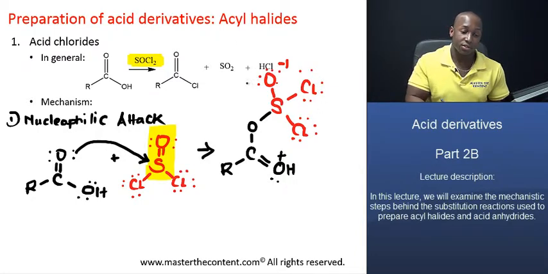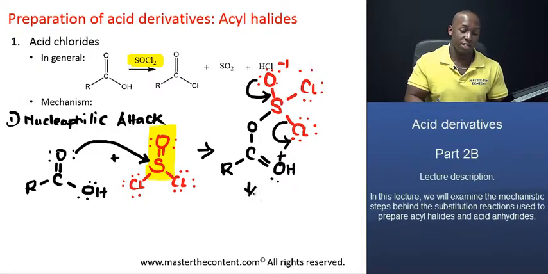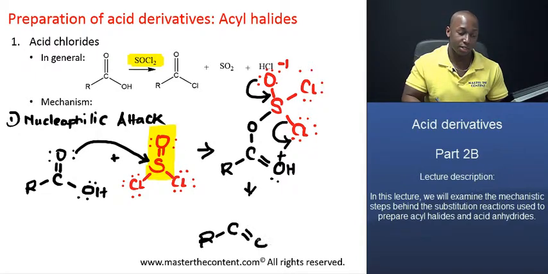A pair of electrons, this intermediate is going to collapse. A pair of electrons is going to come down to restore the thionyl group, to restore the double bond between the sulfur and the oxygen. And as that happens, a chloride ion is simultaneously going to leave or exit the structure, resulting in the formation of yet another intermediate that looks something like this. So I'm just going to quickly draw that out.